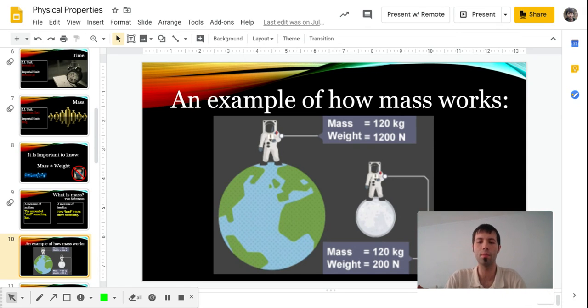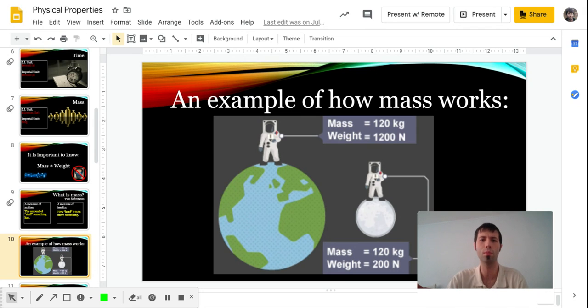Here's another example to show you why mass and weight are not the same. You have an astronaut. Again, let's assume he didn't eat anything or go to the bathroom. On the Earth, he weighs 1,200 newtons, but has a mass of 120 kilograms. Now, the stuff that he's made of does not change. So on the moon, he still has a mass of 120 kilograms, but his weight is significantly decreased.